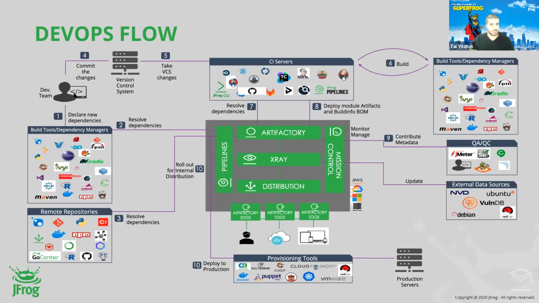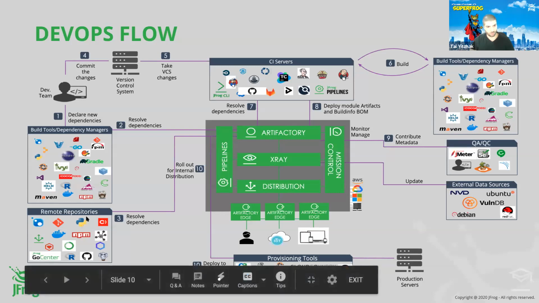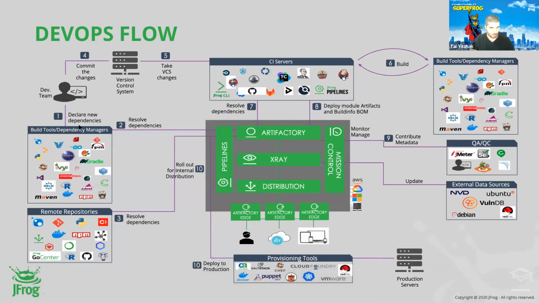And by the way, Artifactory is also approaching remote repositories that are configured there before that to bring the relevant binaries to Artifactory and then back to the developer. After the developer is done, he is ready to commit the changes into the version control system, right? So once it is deployed to the version control system, you have the CI server which is basically triggering a new build. But we said this build is also connected to Artifactory. So the CI server is also resolving the same dependencies from Artifactory.